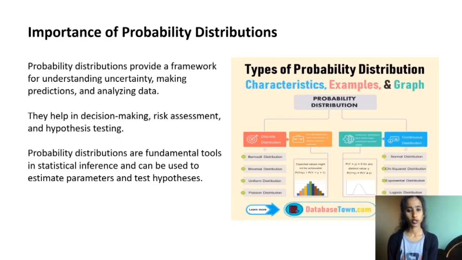Importance of probability distributions. Probability distributions provide a framework for understanding uncertainty, making predictions, and analyzing data. They help in decision making, risk assessment, and hypothesis testing. Probability distributions are fundamental to statistical inference and can be used to estimate parameters and test hypotheses.